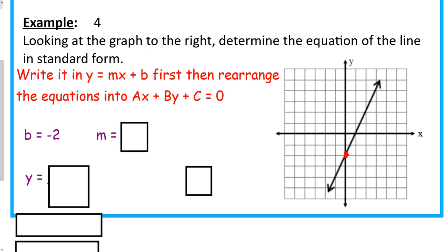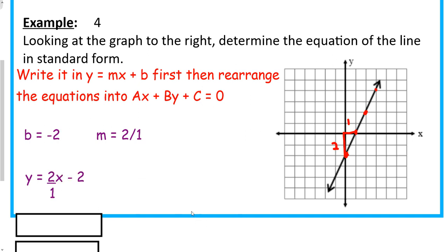And what is your slope? Well, how do you get your slope? You need to find a second point that's nice and clear. There's a nice point here, another nice point here, right? How do you get from this point to this point? You're going to go up 2, and you're going to go over to the right 1. So the slope of this line is 2 over 1. Okay, so the equation would be y equals mx plus b, so y equals 2 over 1x, subtract 2.